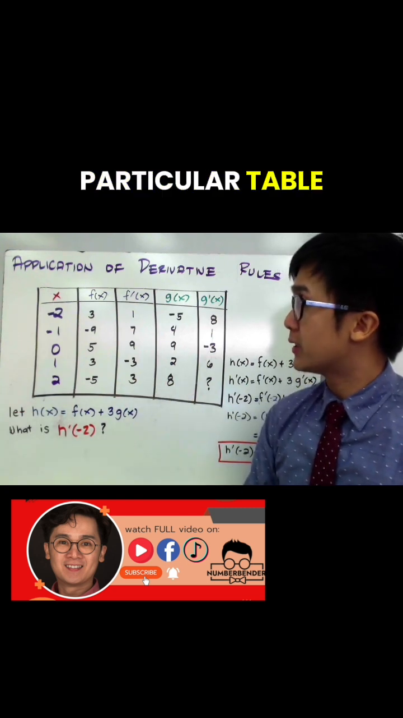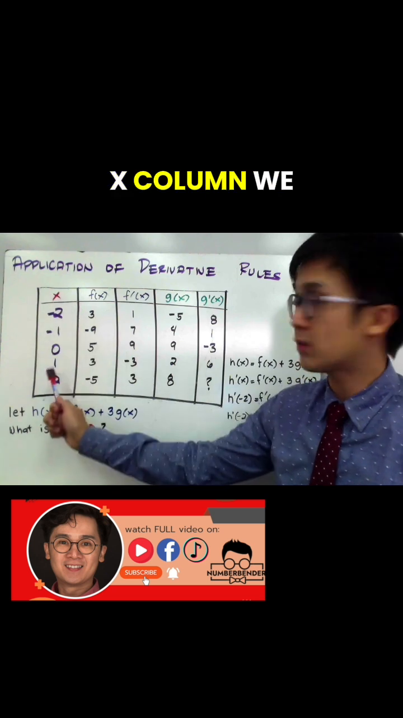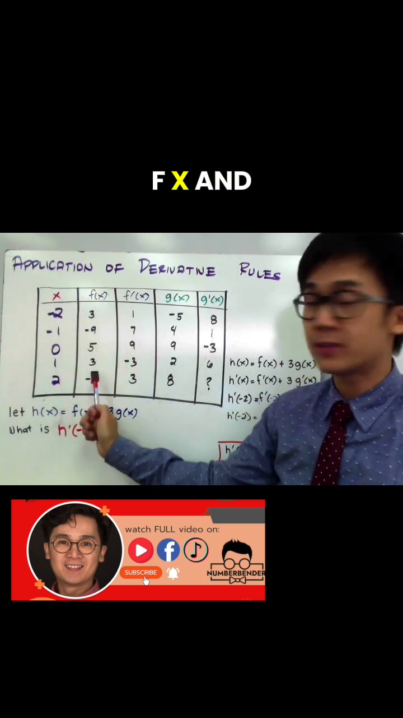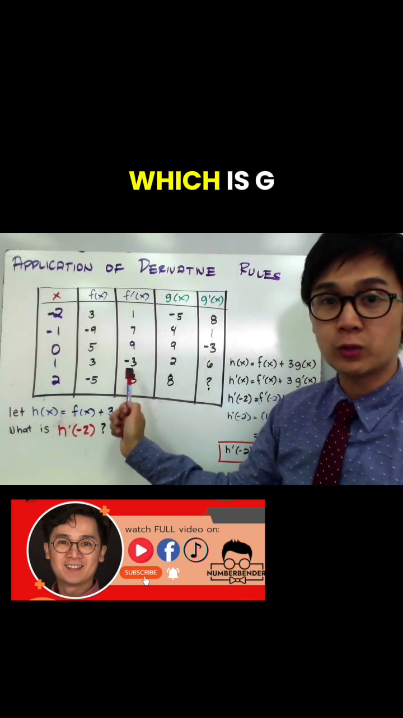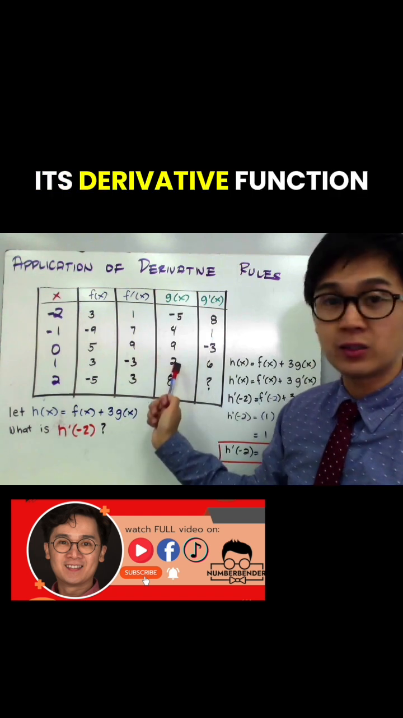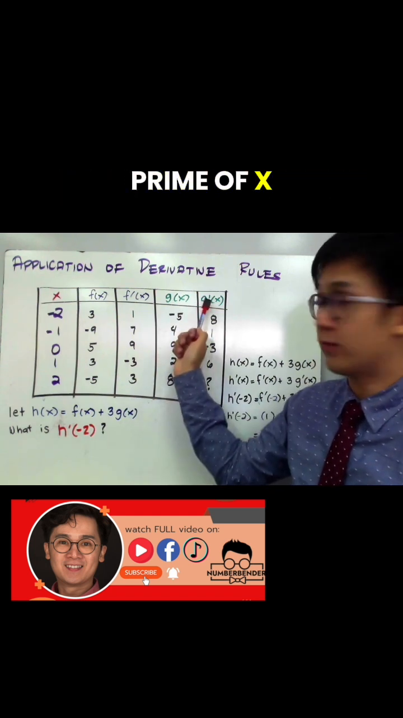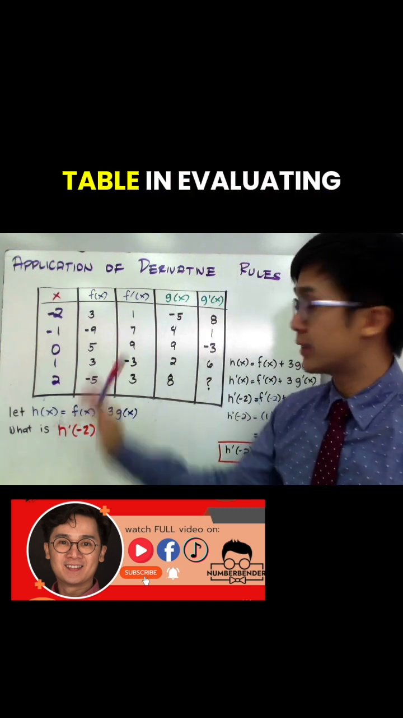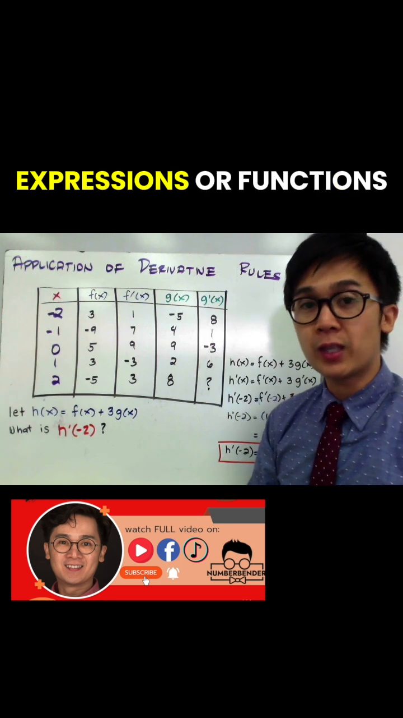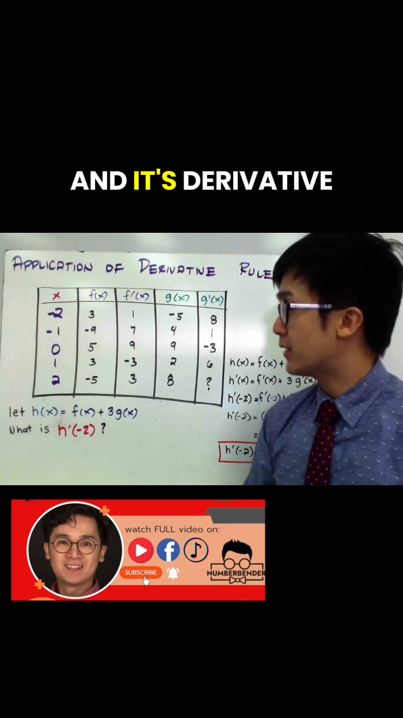So in this particular table, we have the x column, we have f of x and f prime of x. We also have the second function, which is g of x, and its derivative function, which is g prime of x, given by these values right here. Now, we're going to use this table in evaluating expressions or functions and their derivatives.